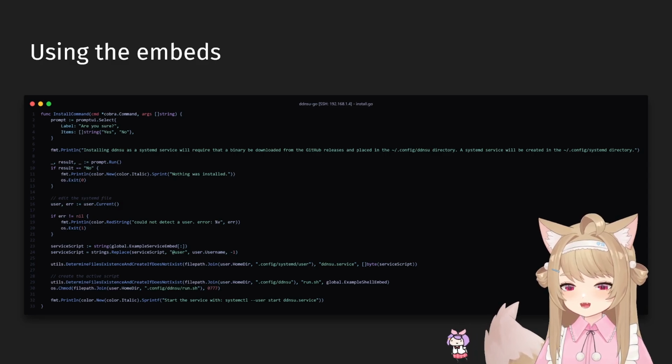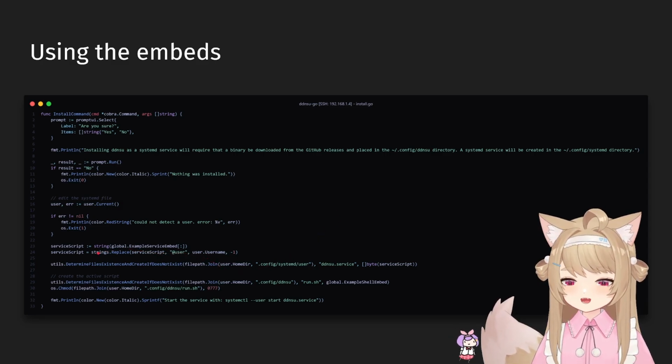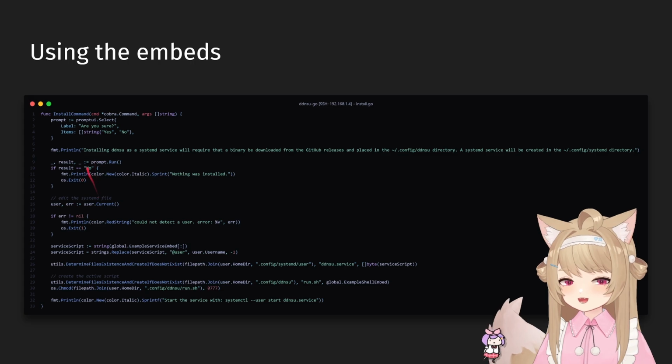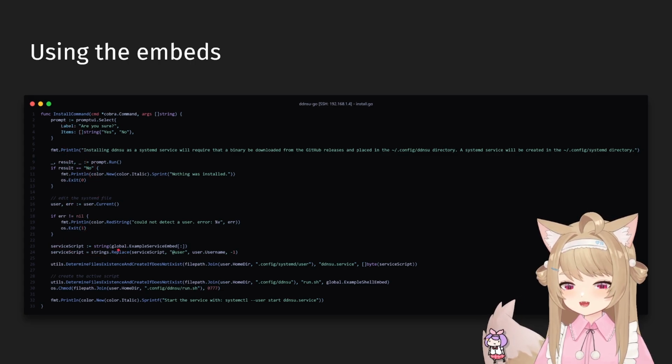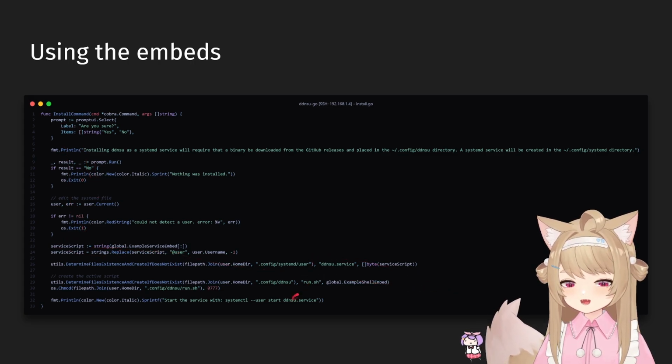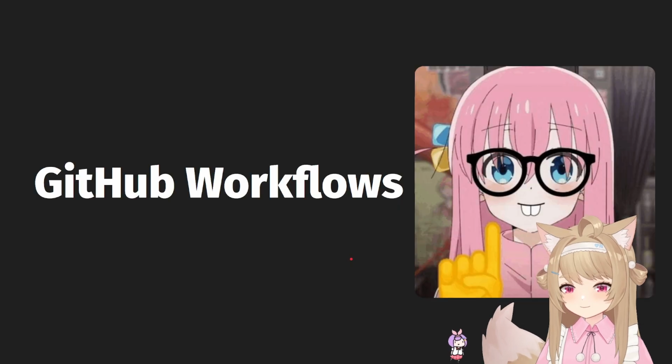So here's how I use the embeds, for example. This was already there, but basically these embeds, and then this is the install script, and you can see here that we just use the service script and we just kind of copy what's in that embed.